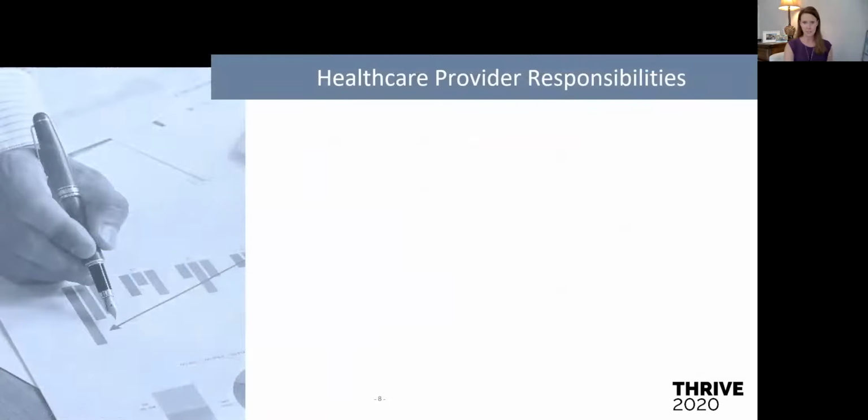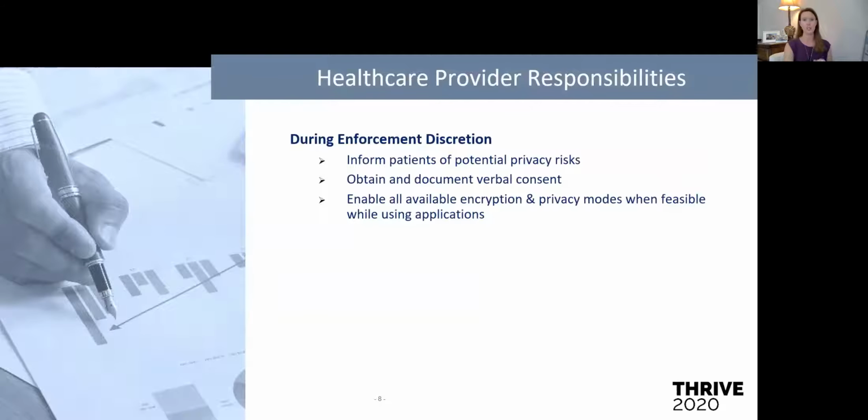So your responsibilities as a healthcare provider during enforcement discretion, you still need to be informing patients of potential privacy risks. If you are using a platform that is not HIPAA compliant, yet still falls under enforcement discretion, you're fine from a HIPAA standpoint, but you need to let your patients know that there may be privacy risks so that they can make a choice. Do they want to continue, or would they rather look for an alternative?